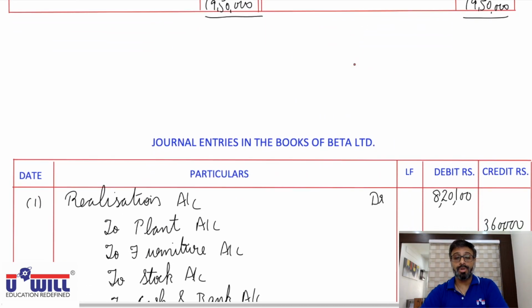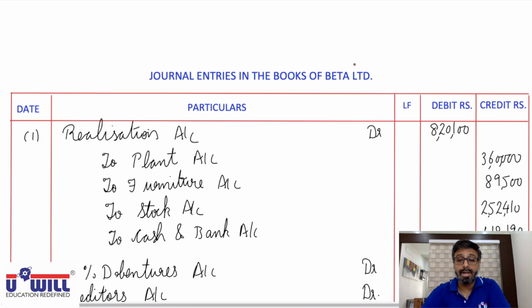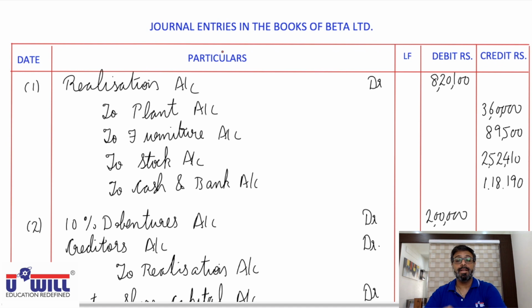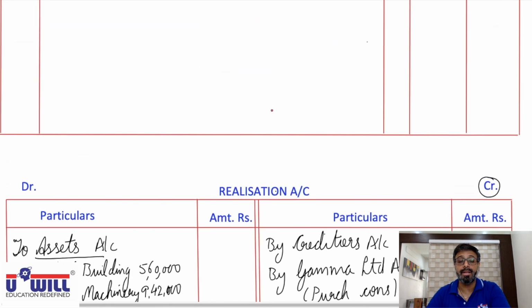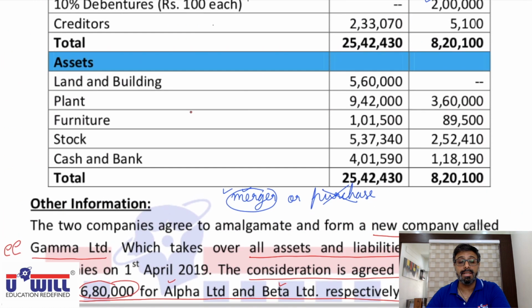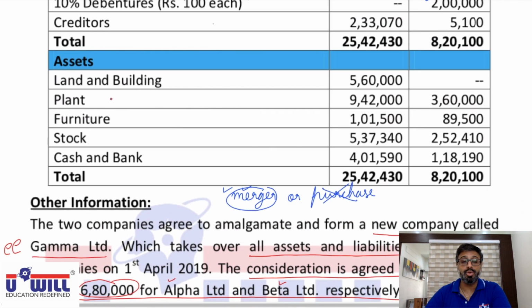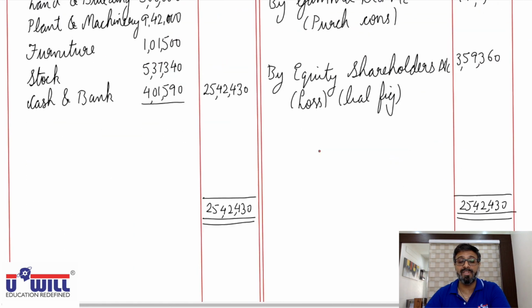Yes, all of you should have completed the entries of Beta Limited. Now I'm discussing the answers and you verify whether you have done it right or not. First entry in the books of Beta Limited, to close the assets: realization account debit to assets account. In the books of Beta Limited, land and building is not there. So to plant 3,60,000, to furniture 89,500, to stock 2,52,410, to cash and bank 1,18,190.